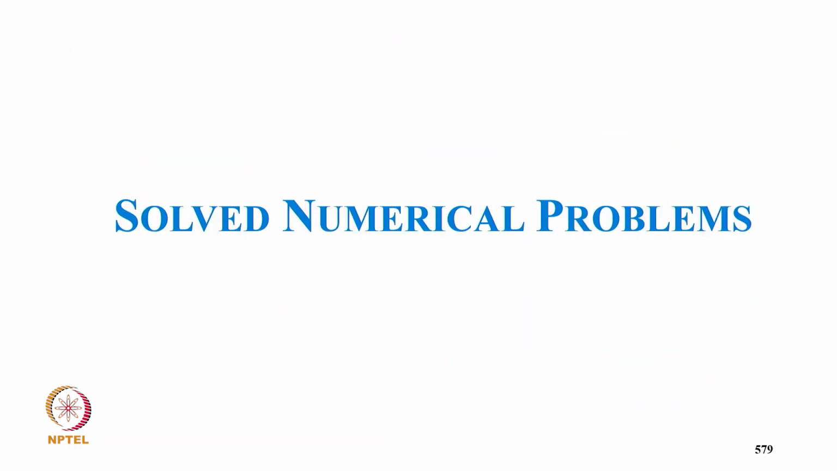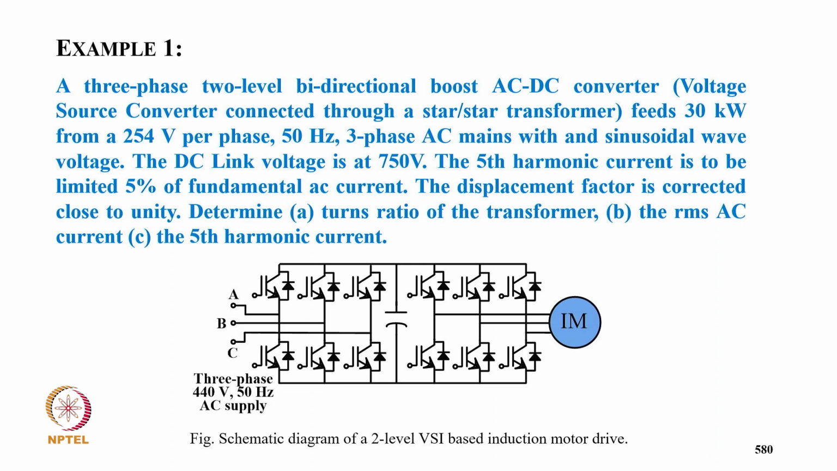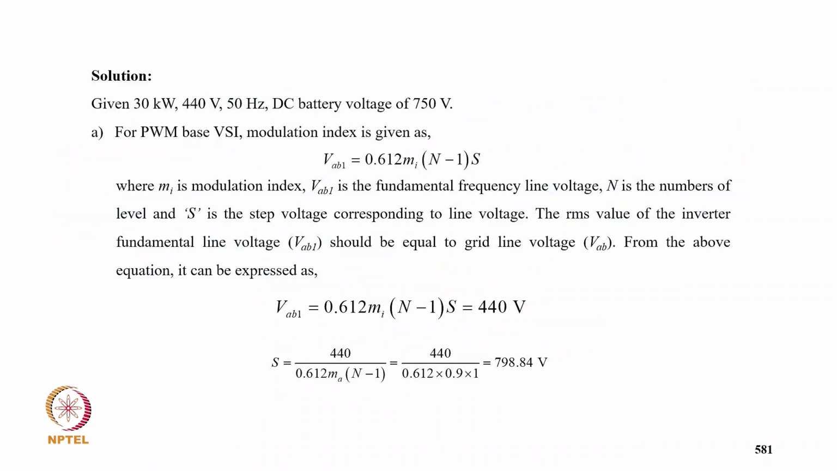Now coming to the solved numerical problems. Example 1: a 3-phase 2-level bidirectional boost AC/DC converter, a voltage source converter, transfers 30 kilowatt from a 240 volt 50 hertz 3-phase AC mains with sinusoidal voltage. The DC voltage is 750 and the fifth harmonic current is limited to 5% of fundamental. So the displacement factor is corrected to close to unity. Determine the turns ratio of the transformer, the RMS current and the fifth harmonic current. You can see the circuit, with the 2-level converter on the motor side.